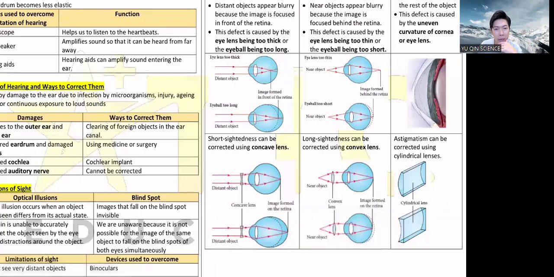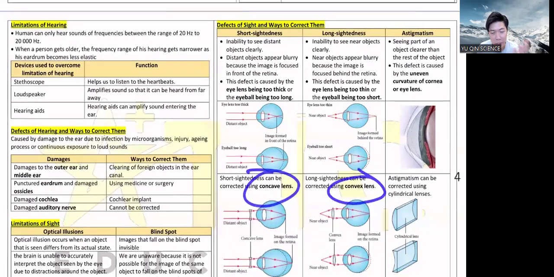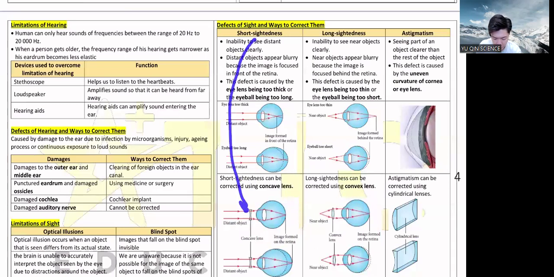Okay, and also what lens do we wear? Concave and convex. Those who have short-sightedness, I believe the majority of you who wear spectacles, your spectacles are concave lenses because you're having short-sightedness. Long-sightedness, it's very rare that you only have long-sightedness. Usually you have both, or just one.